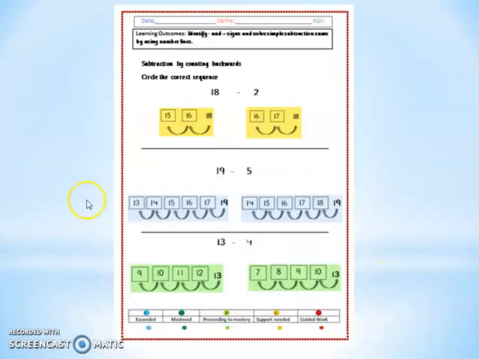Thank you. Here's a subtraction worksheet. As you can see on this worksheet, there are different numbers of sums. Dear students, all you have to do is to count backward and circle the correct sequence to get your answer. As you can see, 18 minus 2, there are two sequences: 18, backward 17, 16, and there's another sequence 18, 16, 15. All you have to do is circle the correct sequence and get your answer. Same you will do in the other questions. Thank you.